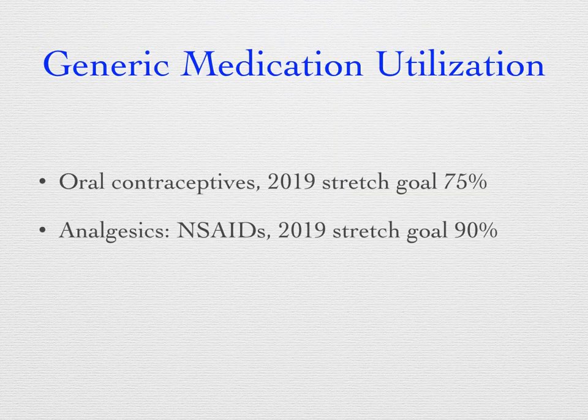Finally, our generic medication utilization will be measured. For oral contraceptives, our goal is 75% generic usage, and for our NSAID prescriptions, our goal is 90% generic utilization.